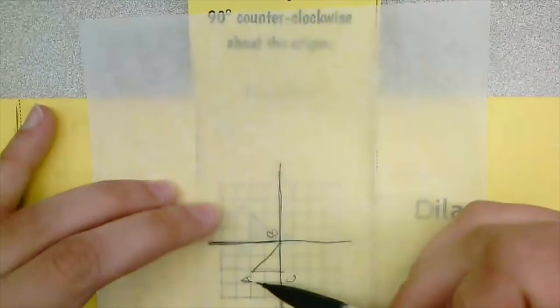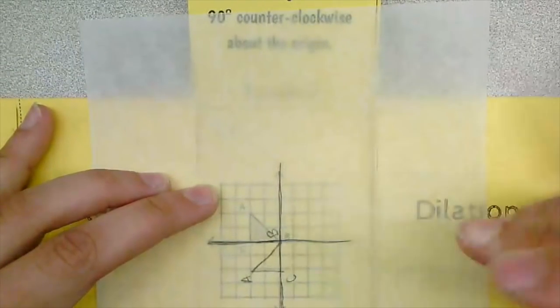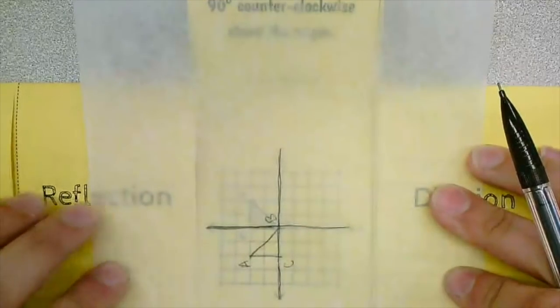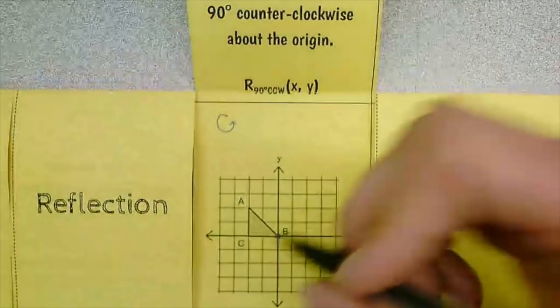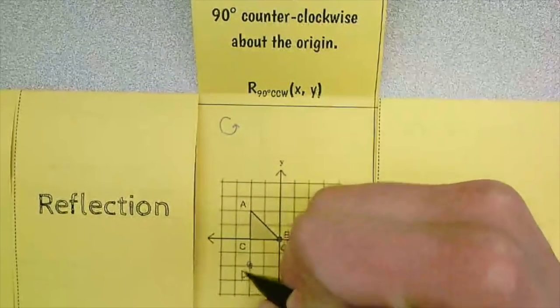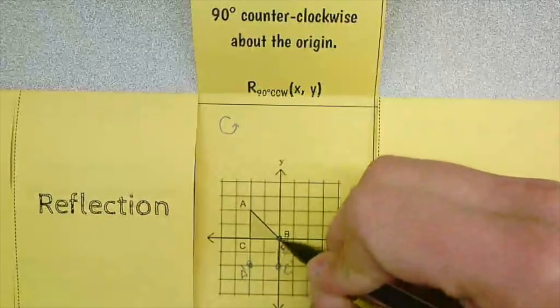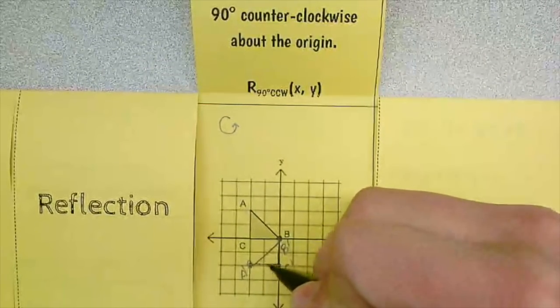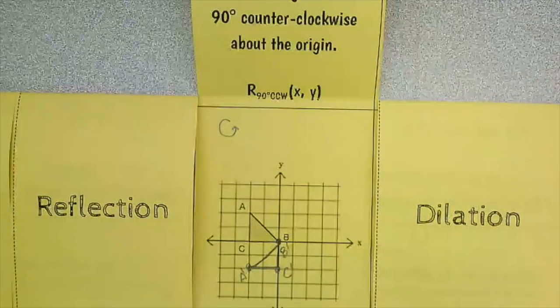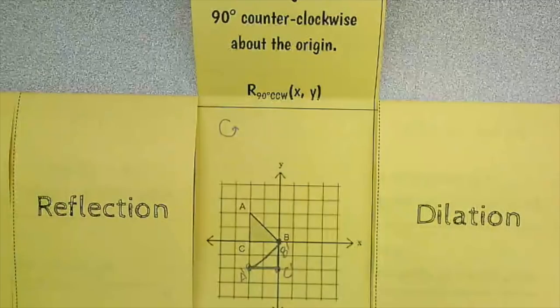We can see that A has moved down to here, C is now here, and B is actually in the same spot. So when I pick up this paper, I'm going to go ahead and draw those in and make sure to label them as primes. So B prime stayed in the same spot, A prime moved down to here, and C prime moved over here, and we'll just go ahead and connect them. Okay. So that was rotating this figure 90 degrees counterclockwise about the origin.